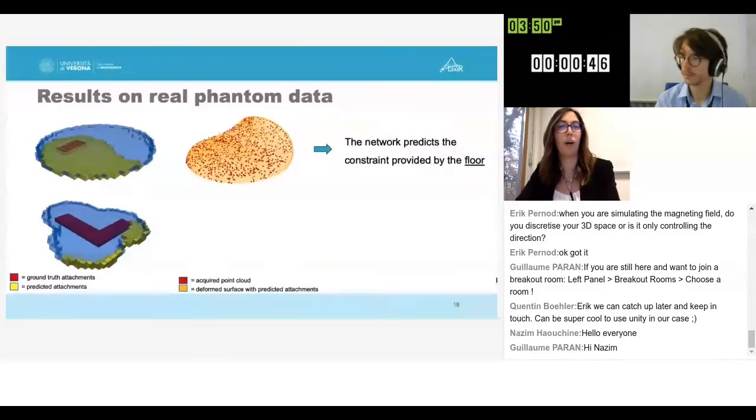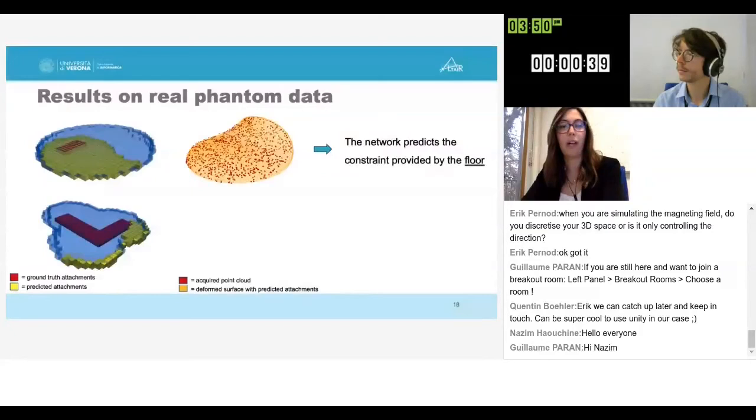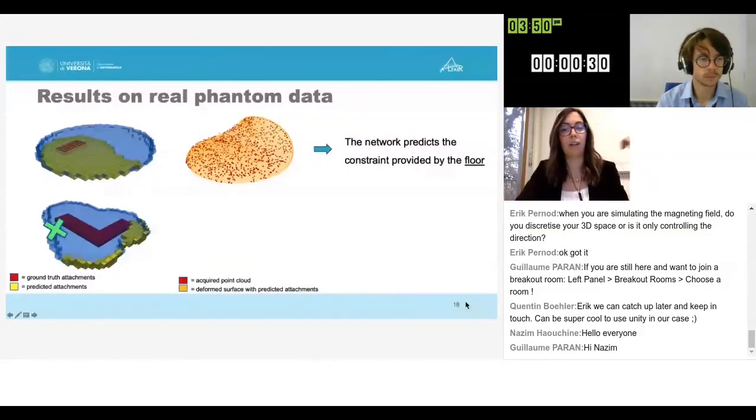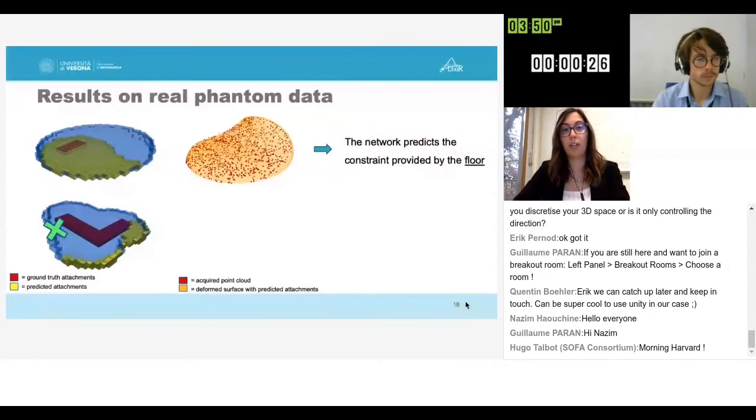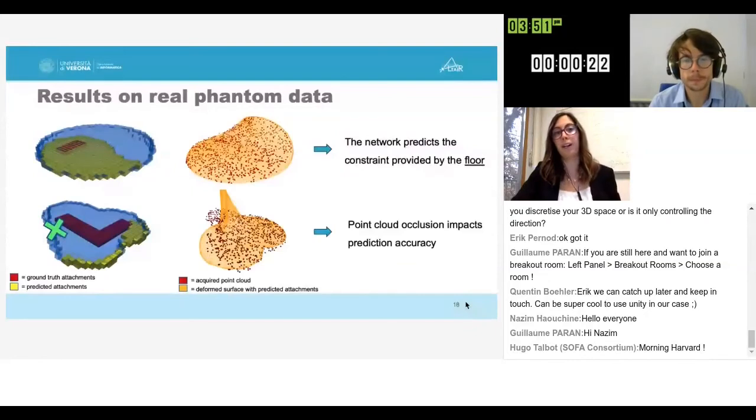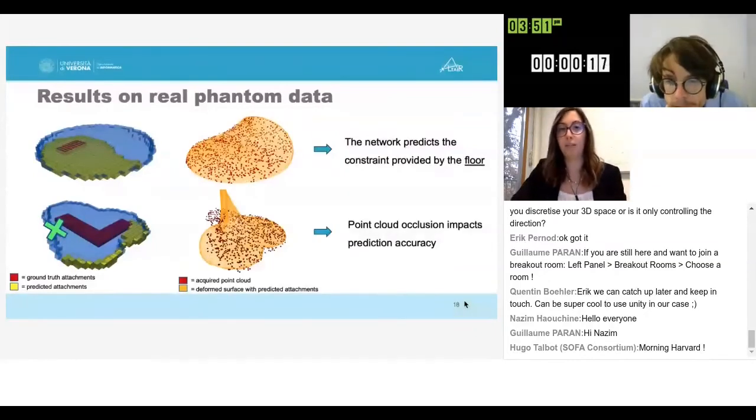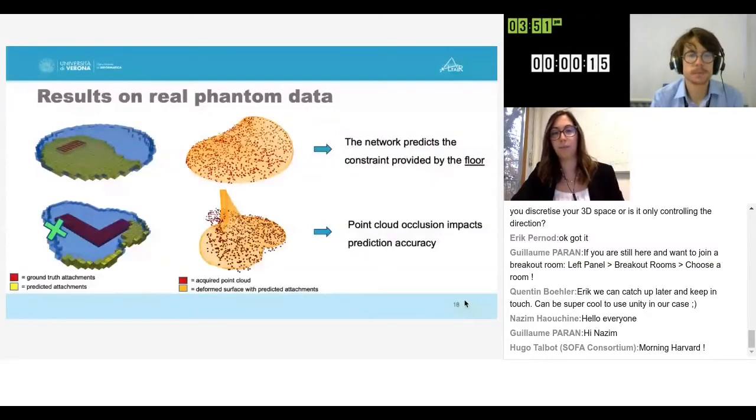In the lower row, we can see another case of failure for the network. This is due to the fact that the grasping point in this case is where the green cross is, and our robotic arm was coming from the right-hand side. So most of the input point cloud was occluded. This means that point cloud occlusion had a real impact on the prediction accuracy.